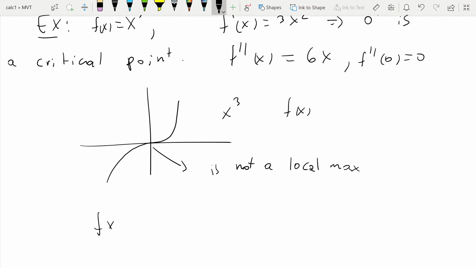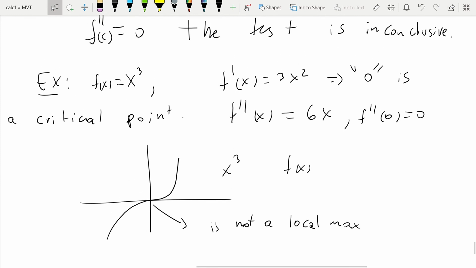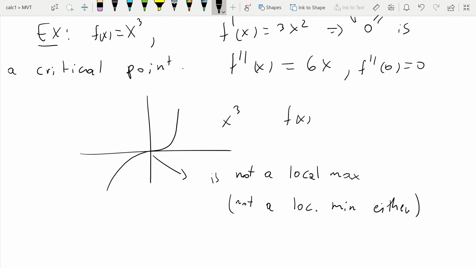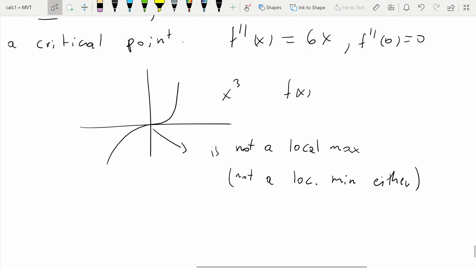Before jumping to the next example, you see here that f double prime at the point is equal to 0, and in this example the point is neither a local max nor a local min. So there cannot be a rule that tells us that this point has to be either a local max or local min, because we have an example where it is neither.